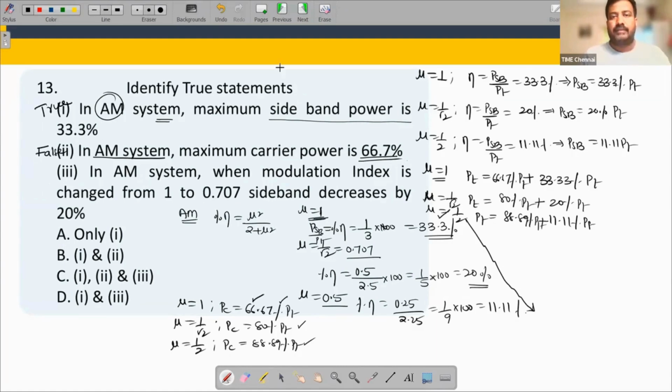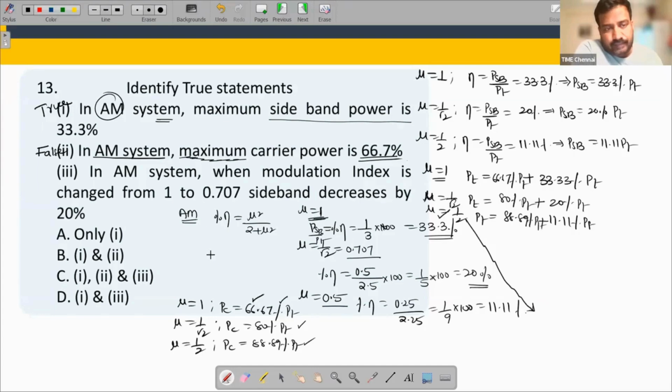So this is false. This is false. Is this clear what I'm trying to say? Okay. Yeah, so that's a general confusion. So this is not max, but rather this is min. Minimum carrier power is 66.7.